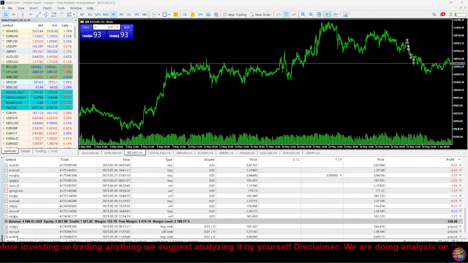The moment we close under this line and the market does this, we have now shifted the trend of the market. So now this market is no longer bullish. Now this market is bearish. There has been a change in the trend. There has been a change in the current.